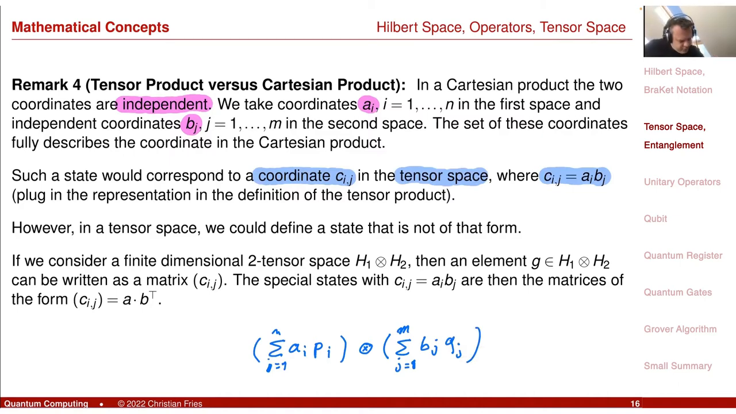Then if you go back to our rules, you see that this is actually a cij, all combinations pi times qj, where you just multiply these out, so they come always with the corresponding basis vector. This here is just ai times bj. So it has a special structure. You can think of in the tensor space of two subspaces, you write the coefficient as a matrix, and then the stuff in the Cartesian product is just a special subset of matrices, namely the matrix A times B transposed. Column times row.